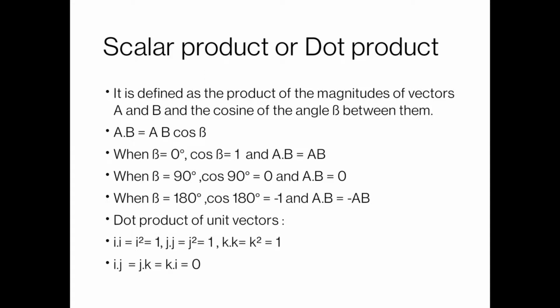Dot products of unit vectors. When unit vector i makes a dot product with i again, then the angle between these two i's is 0 degrees. So i dot i is equal to i squared, and i squared is equal to 1. j dot j is equal to j squared is equal to 1. k dot k is equal to k squared, and k squared is equal to again 1. i dot j is equal to ij cos of 90 degrees, because the angle between i and j is 90 degrees and cos 90 is 0. So i dot j is equal to j dot k is equal to k dot i is equal to 0.